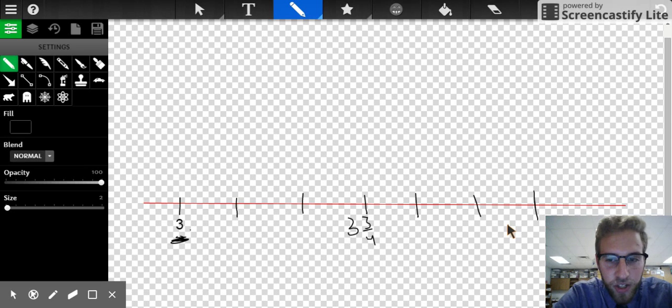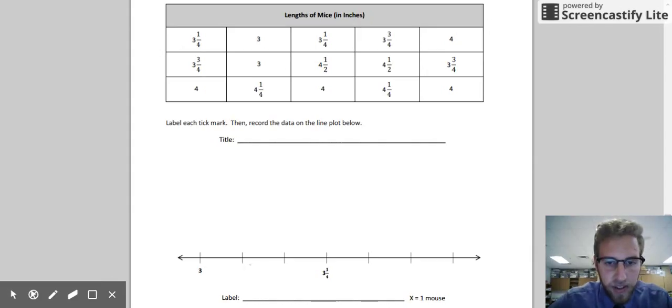Alright, so this is part 2 of our help video. And what I did is I went ahead and set up the same line plot that you guys have at the bottom of your page on the homework. Going back to the homework, you guys can see I've got the line plot down here along the bottom.